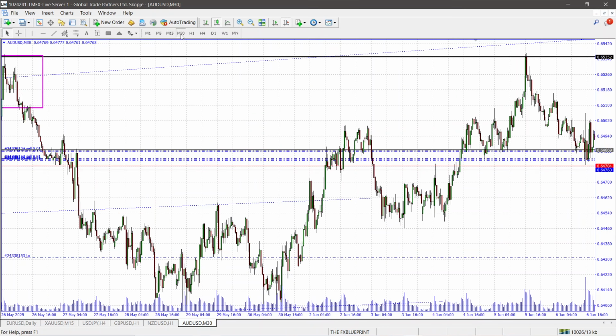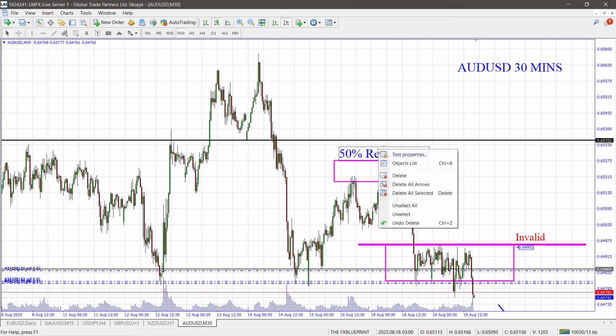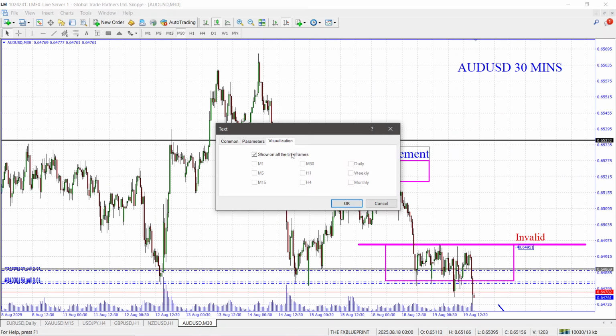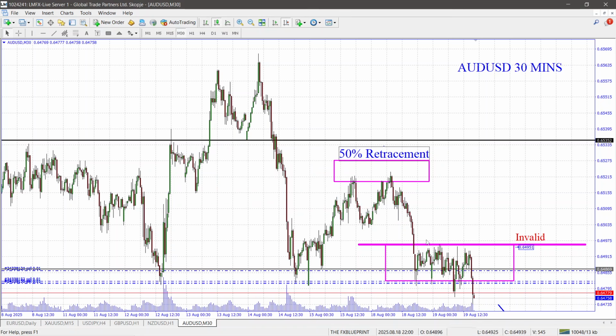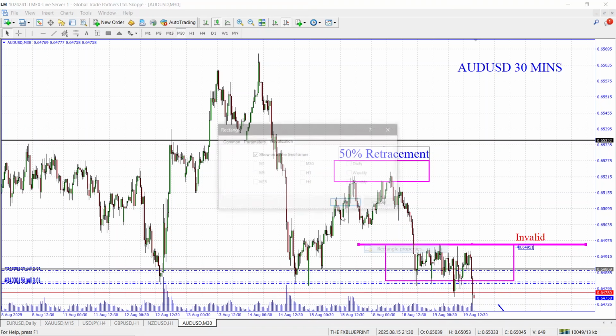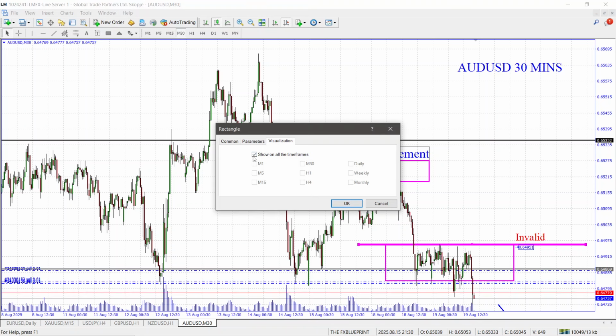Let me go back to 30 minutes so I can make this visible only in the smaller time frames. I'll just do 15 minutes. Only in the smaller time frames. I'll do the same thing over here. This is going to be quick. This is quick work. I like this.